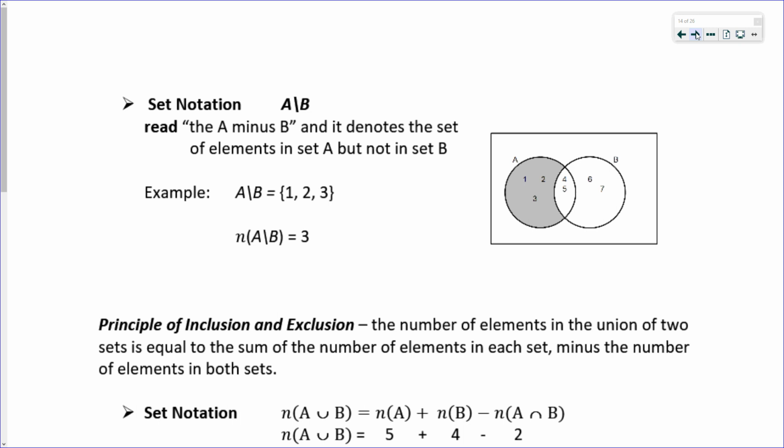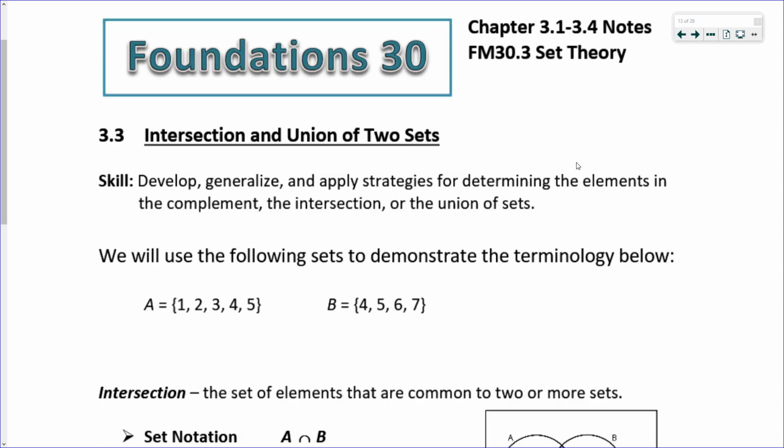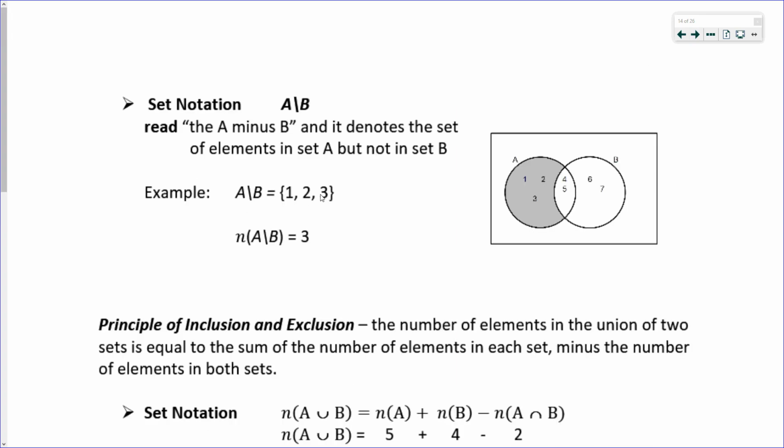If I look back at my sets that I started with, 1, 2, 3, 4, 5 for A, and I want to do A minus B, I look over at B and see that the things they have in common are 4 and 5. So I'm going to exclude those. I'm just looking at 1, 2, and 3 for A minus B. The numbers that are just in A are 1, 2, and 3, and there are 3 of them.